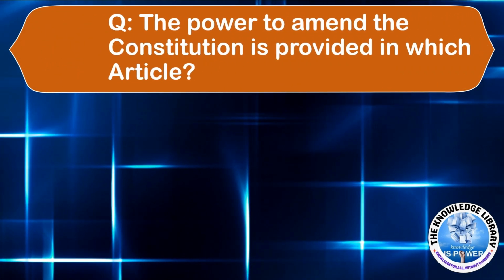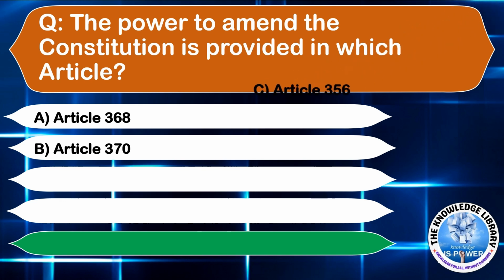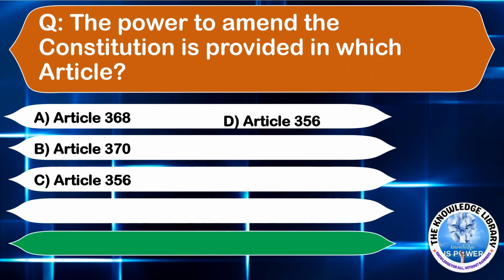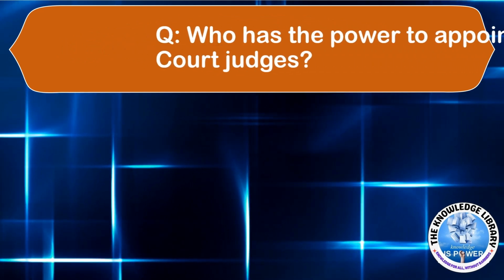The next question is, the power to amend the constitution is provided in which article? Option A, Article 368, option B, Article 370, option C, Article 356, option D, Article 356. Correct answer is option A, Article 368.